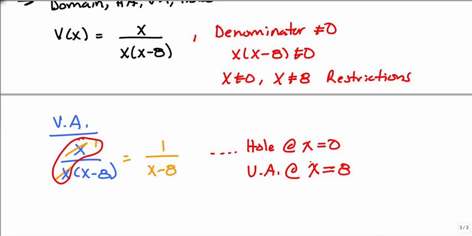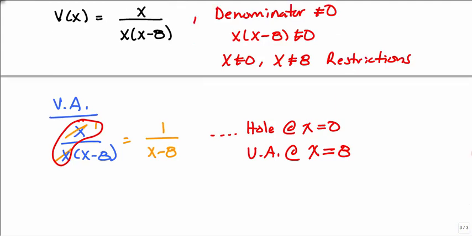So again, I have a hole in my graph at 0 because these were able to cancel, so I had to find my restrictions first. Once I find those restrictions, if any of them cancel, they produce holes in my graph, hollow points. Any restrictions that stay produce vertical asymptotes. Now let's go ahead and look at horizontal asymptotes as well.